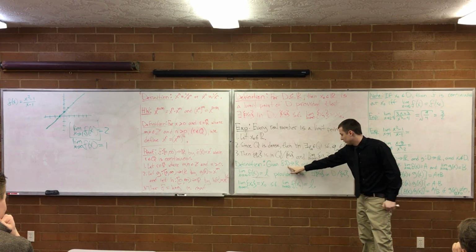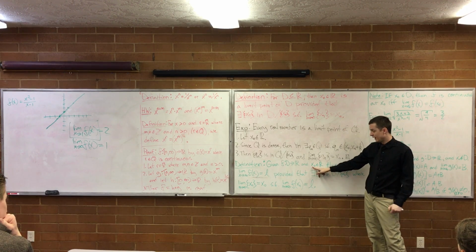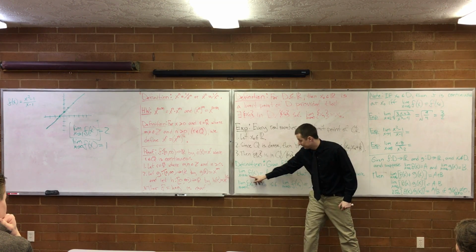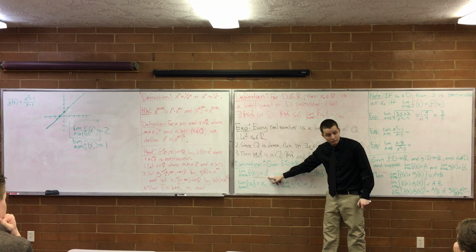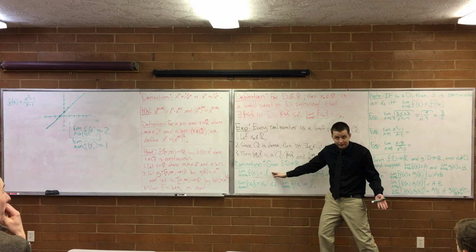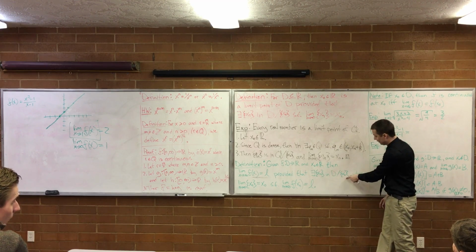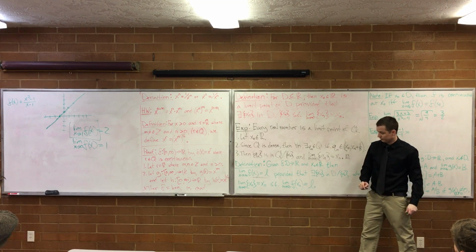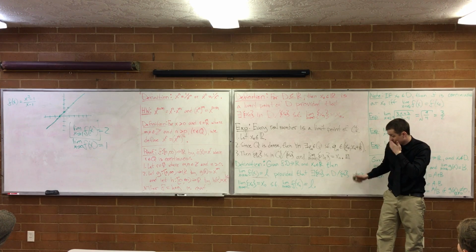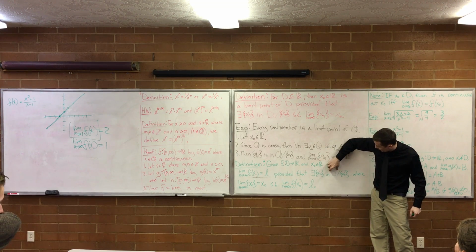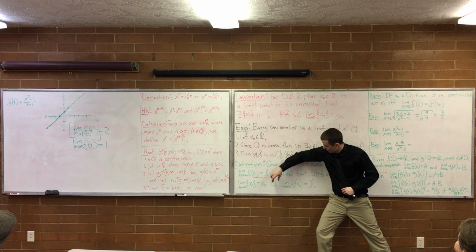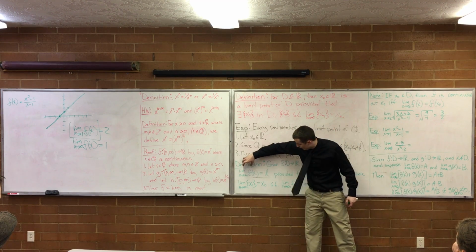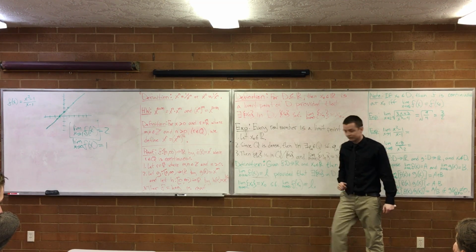So given some function from some domain D to R, and some real number x naught, then we say that the limit of f of x as x approaches x naught is L. We say that this is the case provided that there is some sequence in D that doesn't include x naught that converges to x naught, such that the limit of the sequence is L. So in other words, if I can find some sequence in D that doesn't use x naught that converges to x naught, such that the limit of that sequence is L, then I can say the limit as x approaches x naught of f of x is L.